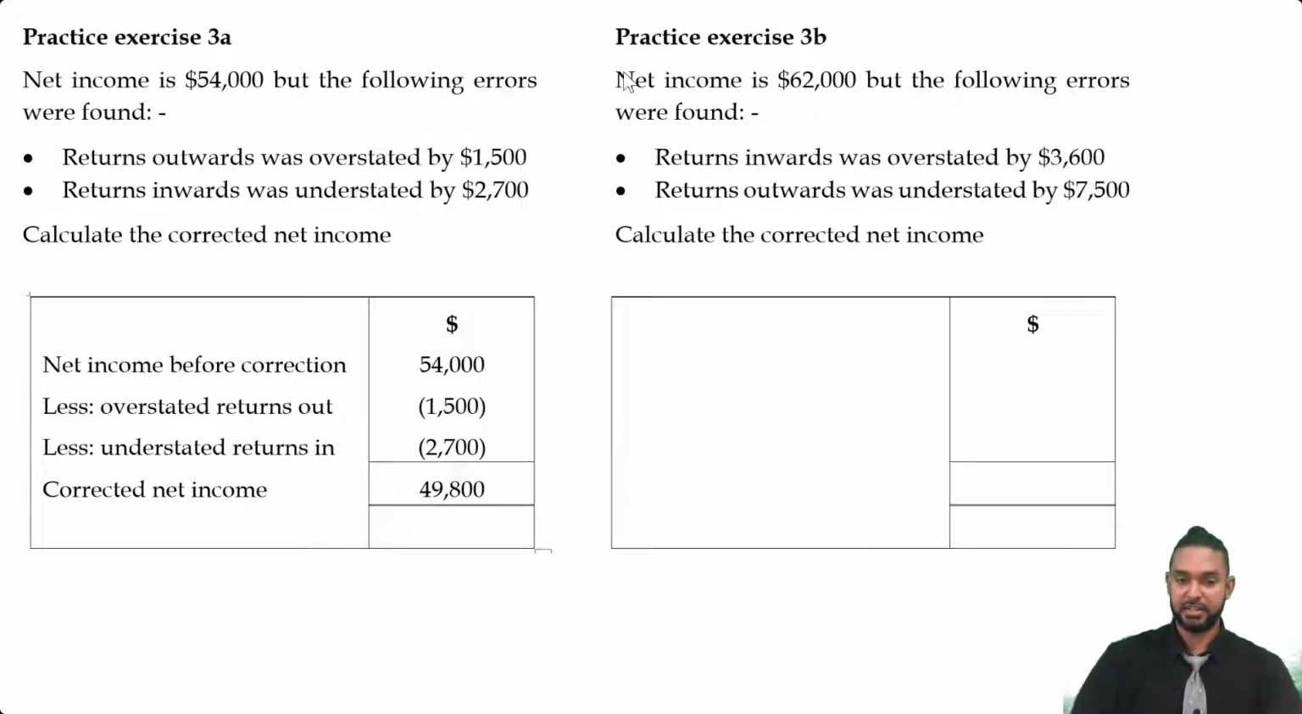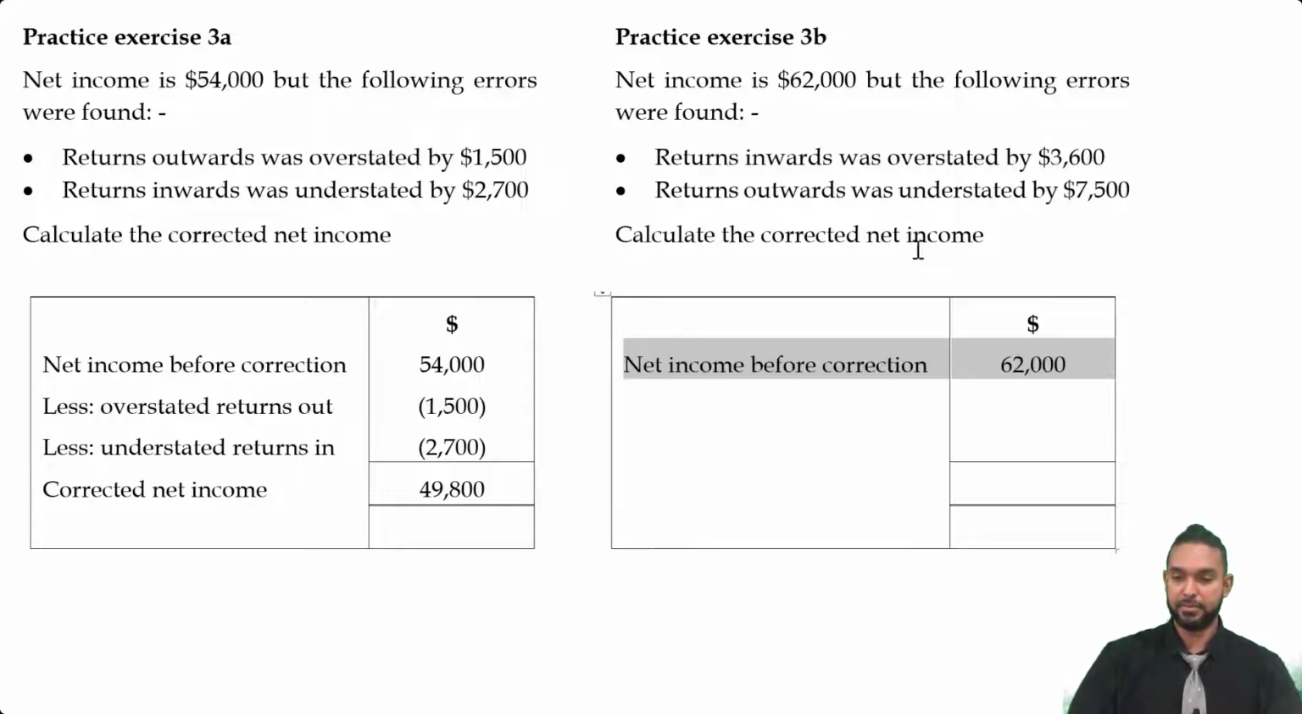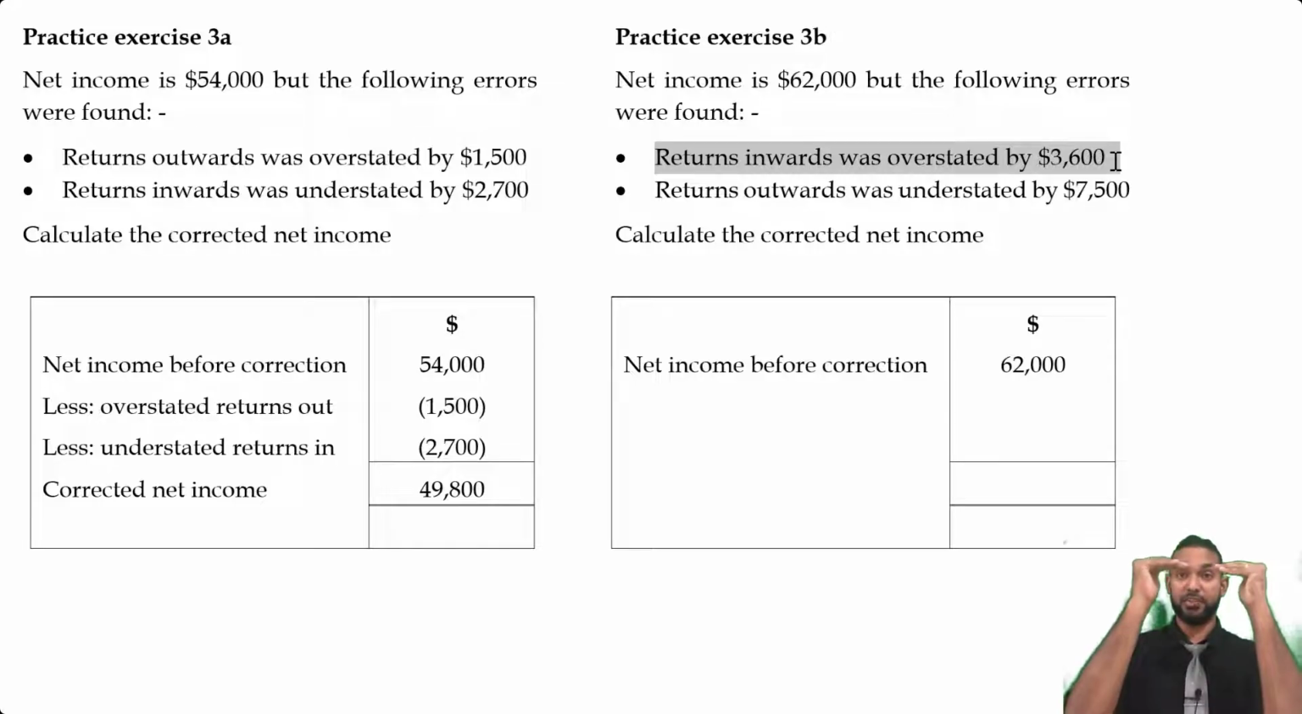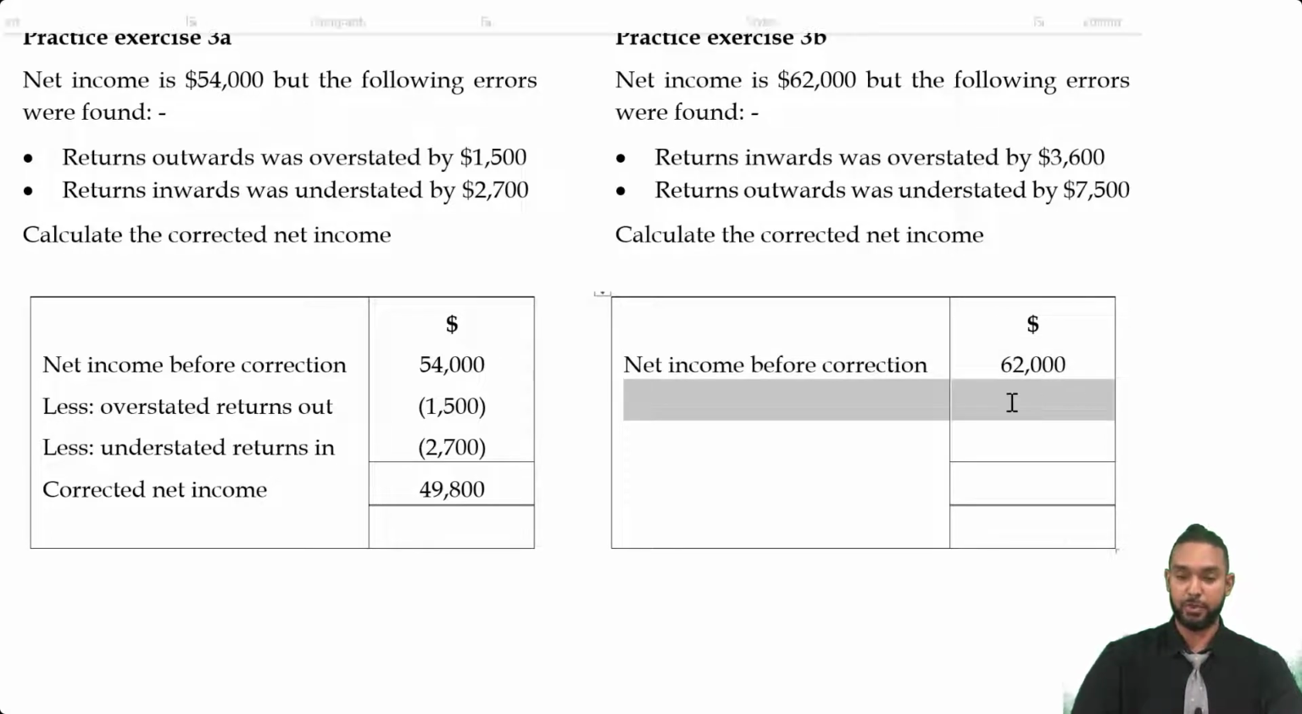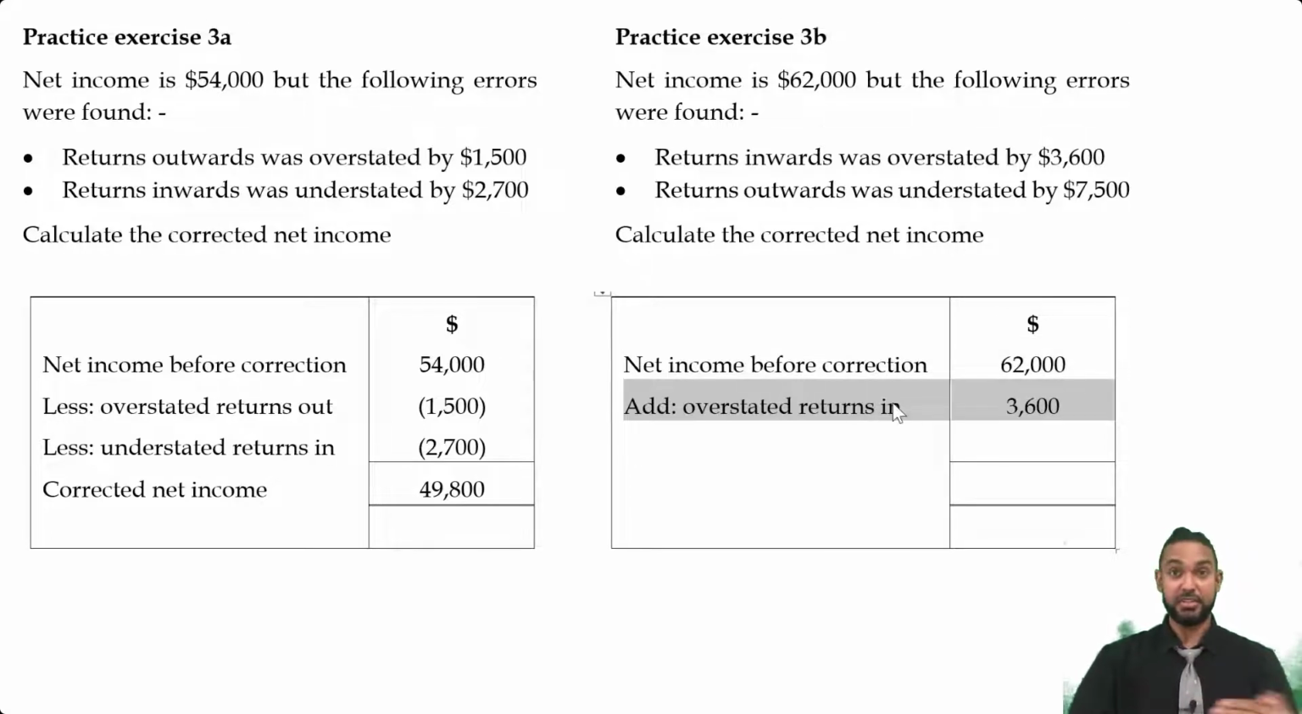All right, now for exercise 3B, we're seeing net income is 62. But we have returns in being overstated and returns out being understated. Now let's start with the net income figure before correction. So returns in behaves like an expense, and if it's overstated, it's too high. If it's too high, to fix it, we have to decrease it. And when you decrease an expense item, profit goes up, because profit and expense move in opposite directions. So we're going to have to add the overstated returns in to correct the net income.